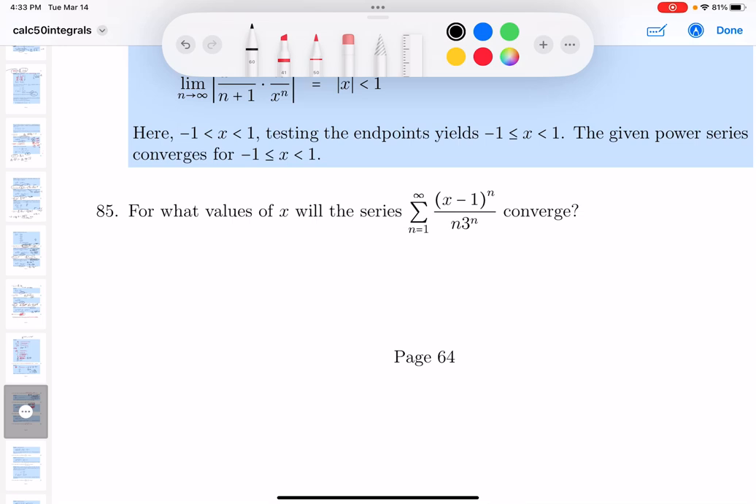We'll get another power series. We're going to use the ratio test. And let's write this down. The limit as n goes to infinity of the absolute value of (x minus 1) to the n plus 1 over (n plus 1) times 3 to the n plus 1. And then we're going to divide by the a_n, or multiply by its reciprocal.